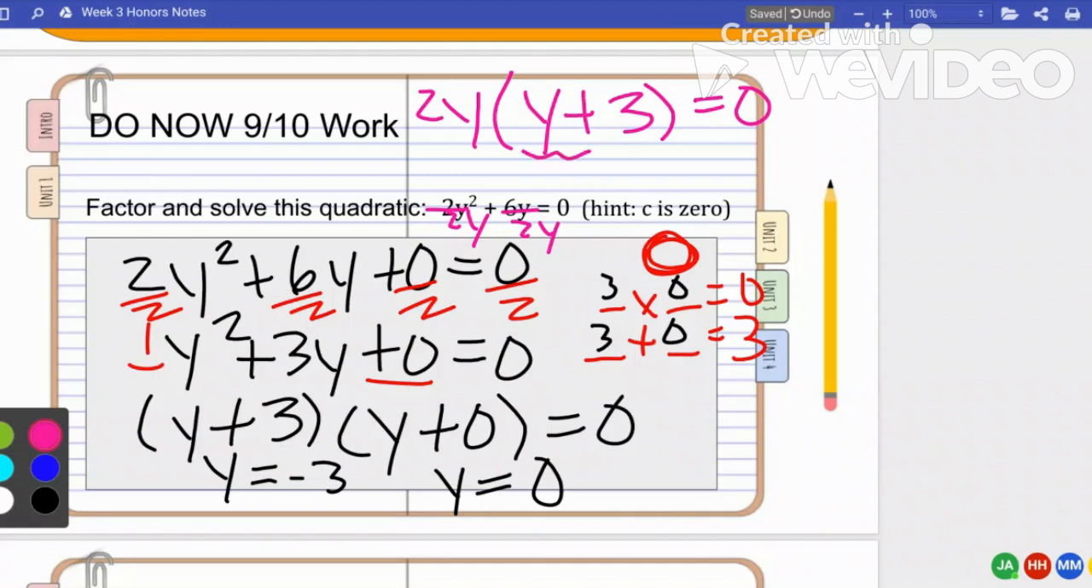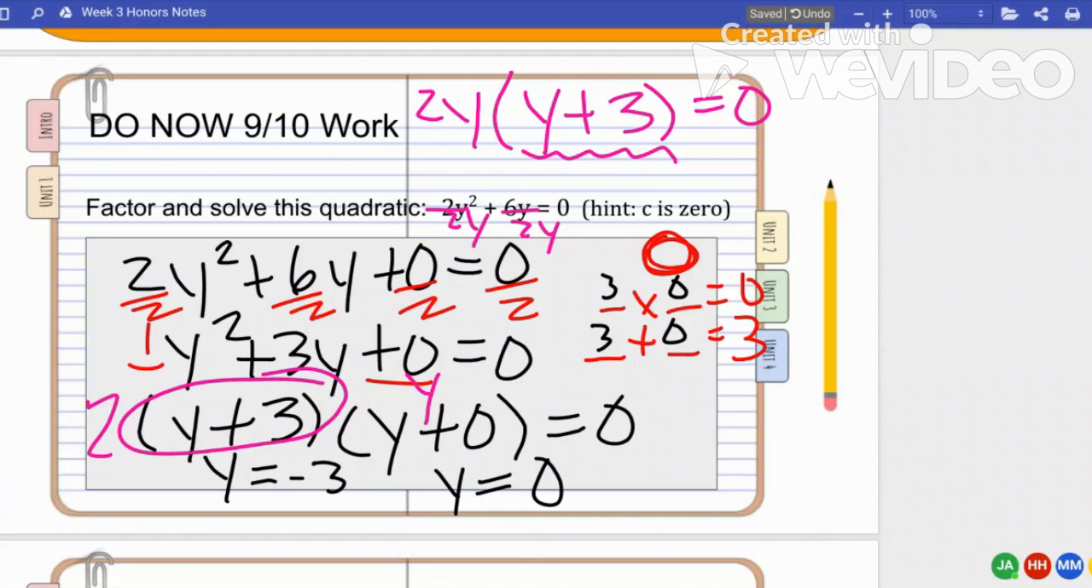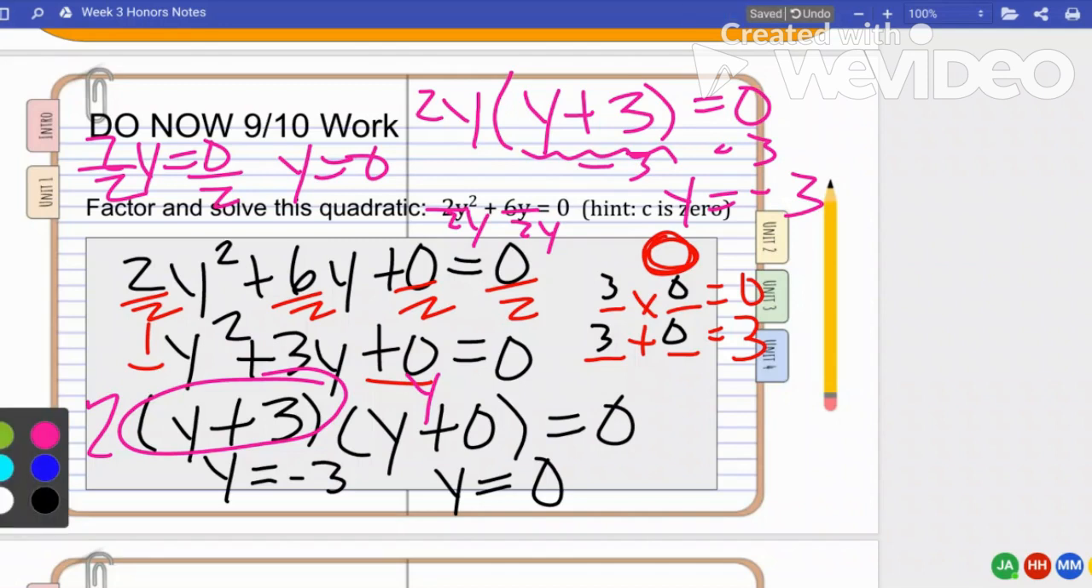And this y plus 3, that's the same as this one down here. And the reason why this is a 2y, well, we know that y plus 0 is just y, right? And when we divided out the 2, technically there's a 2 out front here, so that makes that 2y. Well, you say 2y equals 0. Divide by 2, you get y equals 0. And then you do y plus 3 equals 0, subtract 3 from both sides, you get y equals negative 3. So either way, the special case or not a special case, they both work here.